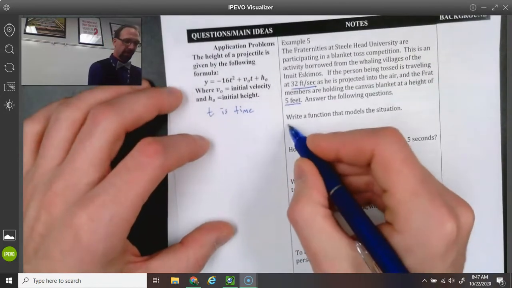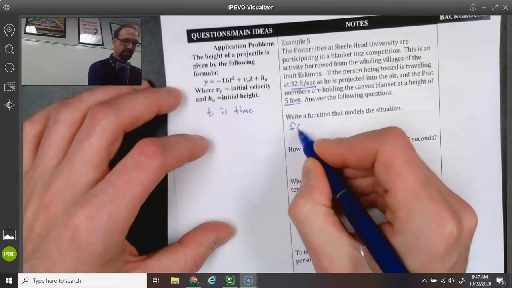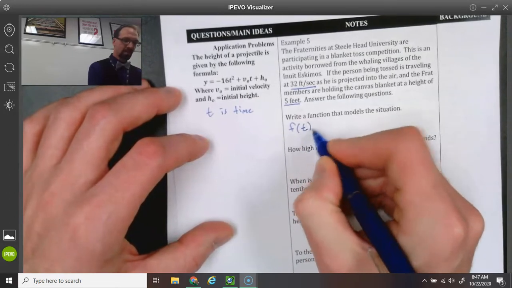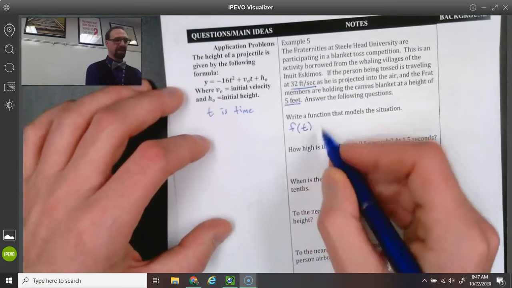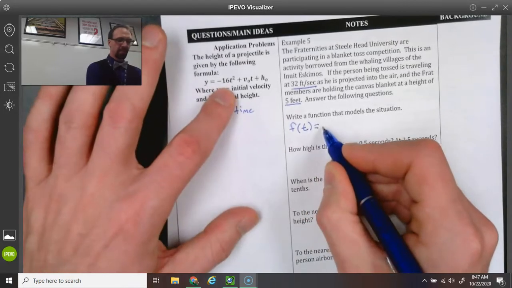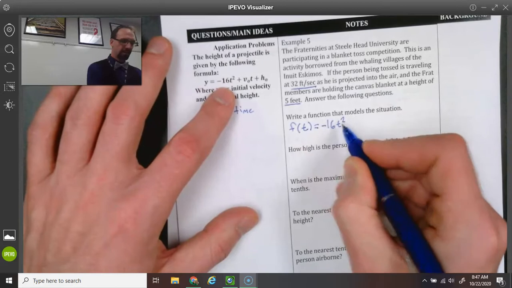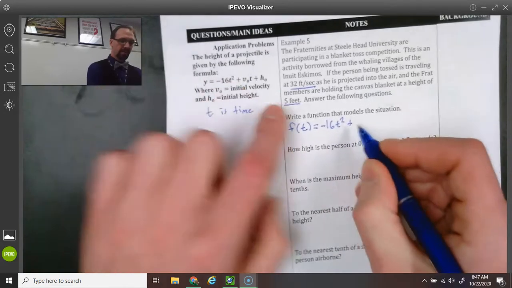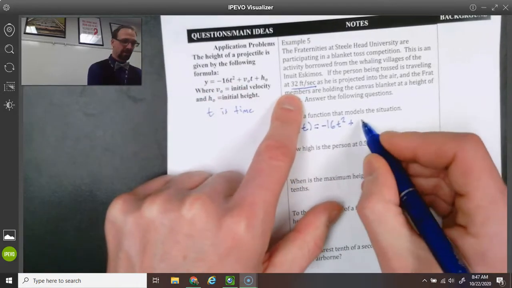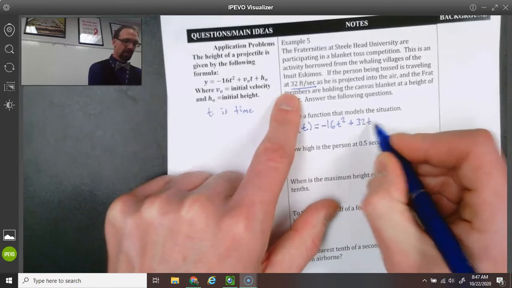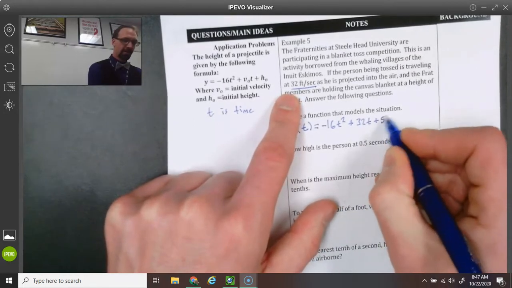So I'm going to say f of t. This is a function over time. We said t is time, is equal to. So I'm capitalizing on this over here, this -16t squared. And then plus my initial velocity, 32t. And then they're 5 feet up off the air, so 5.